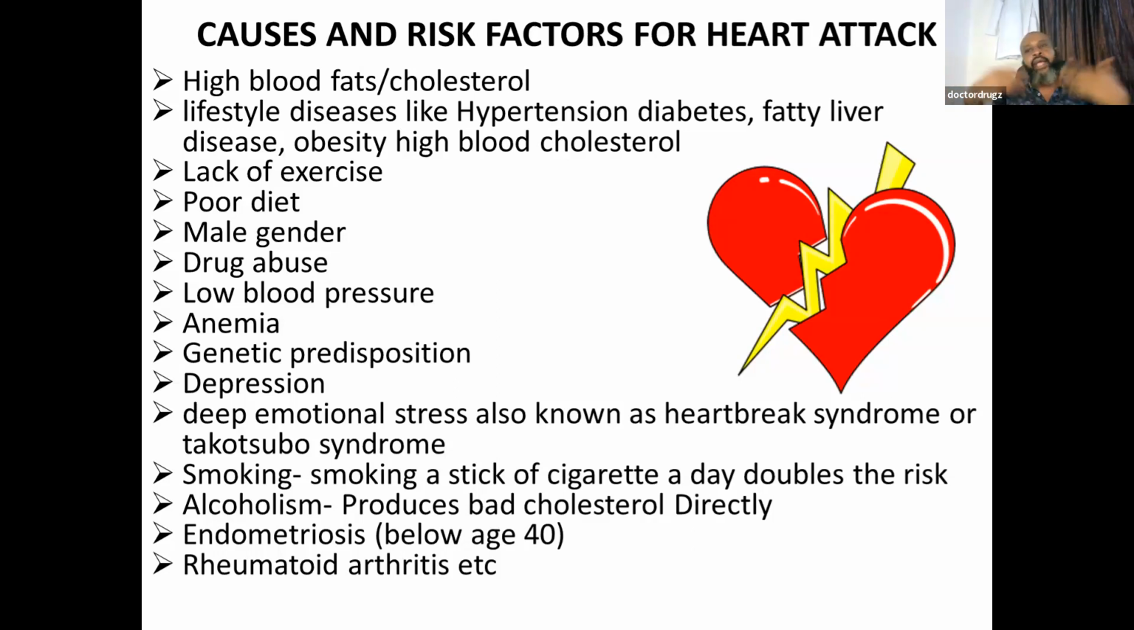Anemia, low blood. Where is the blood to pump? So there's no blood to pump. Even the heart cannot get enough blood, so it's already having problem. Genetic predisposition has already been explained, because that means it's a tendency.